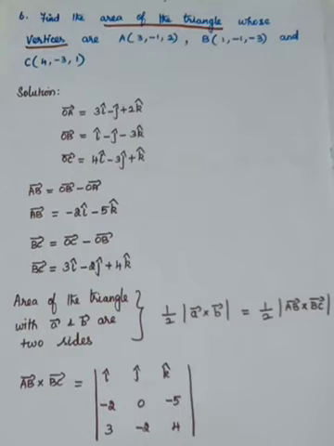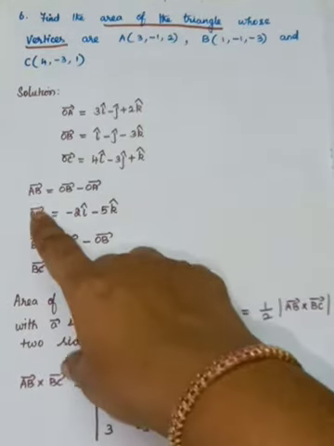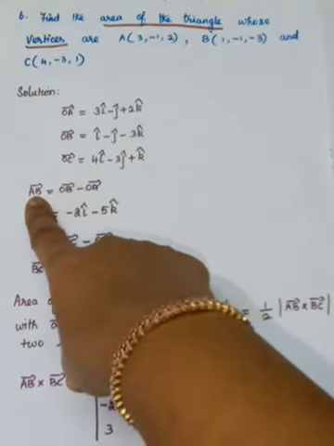So what is the area of the triangle? If you have two sides, the area of the triangle is half into modulus of A vector cross B vector. In the previous class, we learned that the area of the parallelogram with A vector and B vector as adjacent sides is modulus of A vector cross B vector. Area of the triangle with A vector and B vector as two sides is half into modulus of A vector cross B vector. Here we need the sides. How many sides do we need? 2 sides. So that's why we are going to find the AB vector. The AB vector is one side.